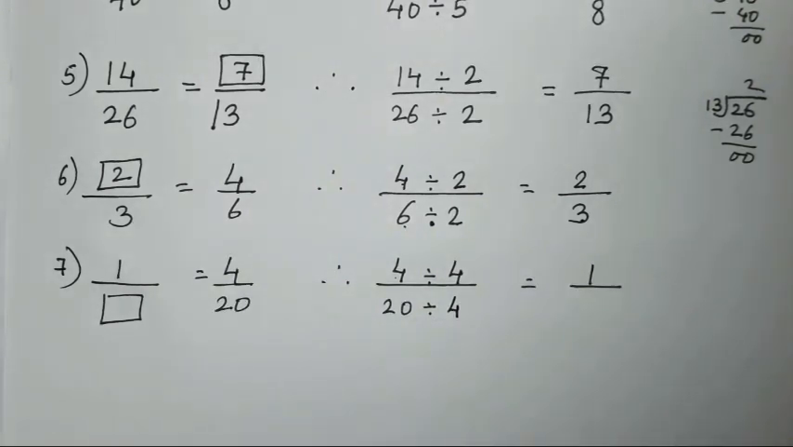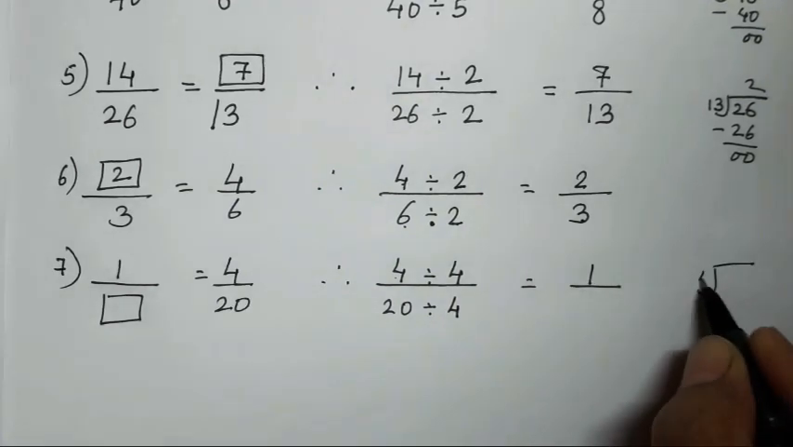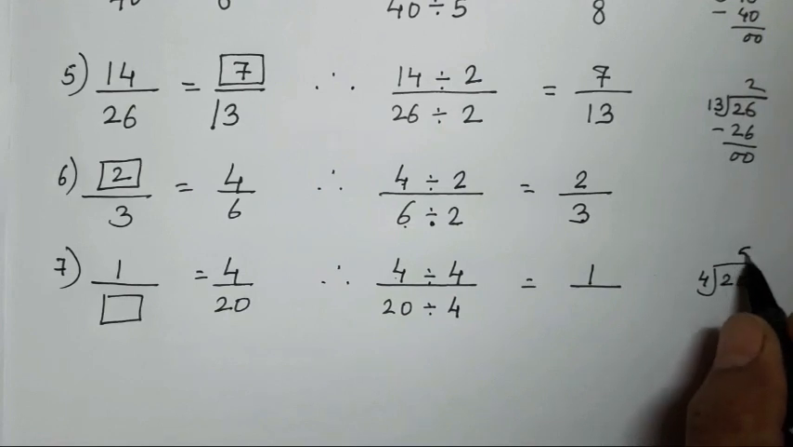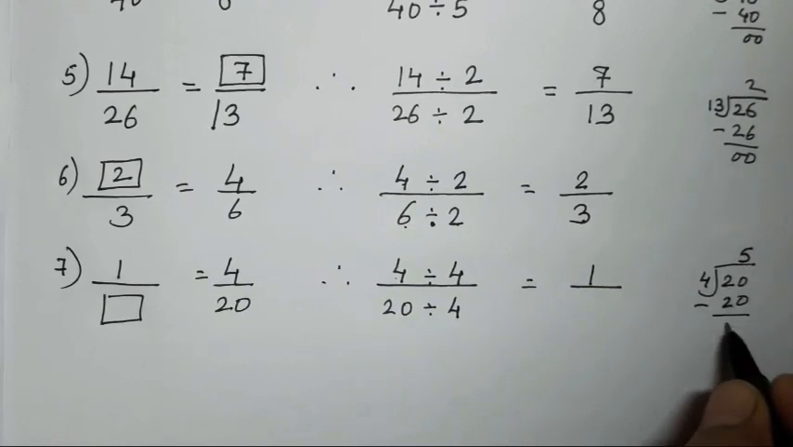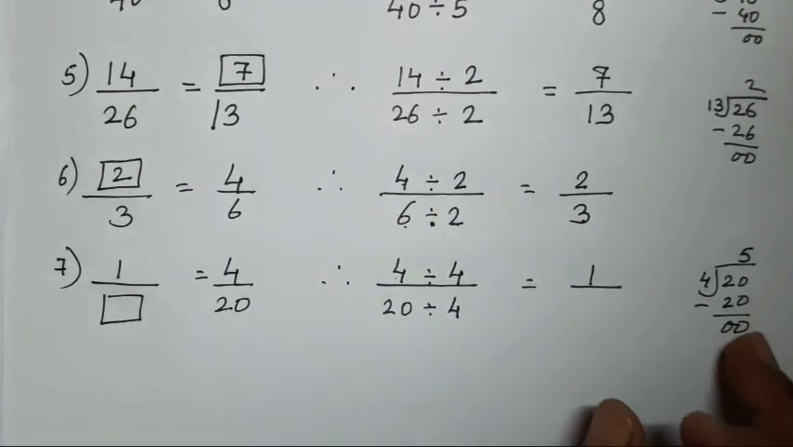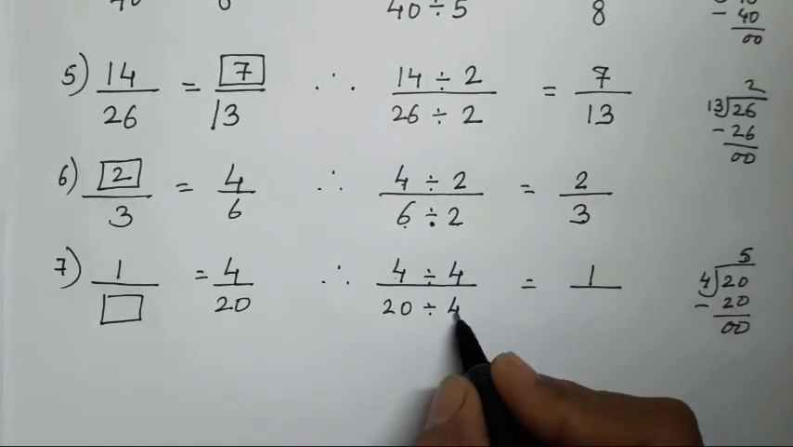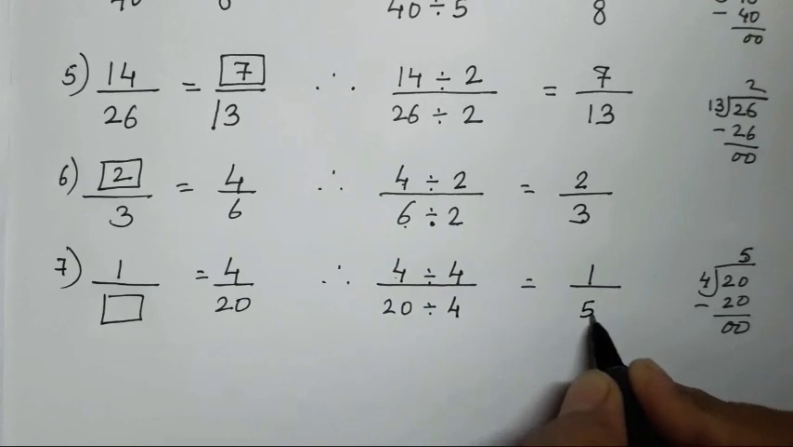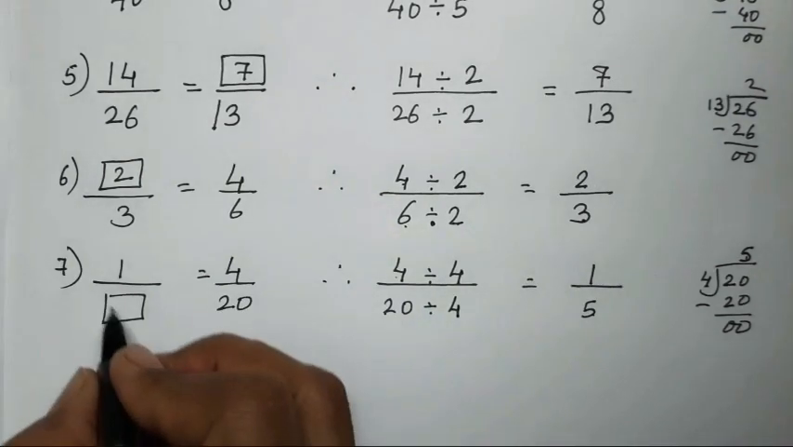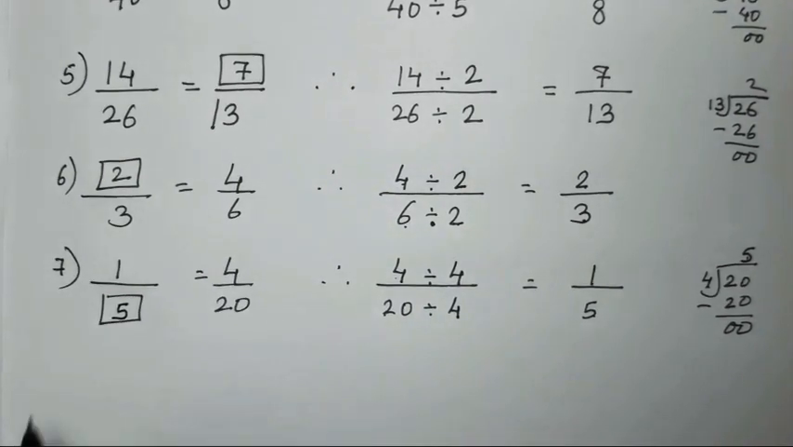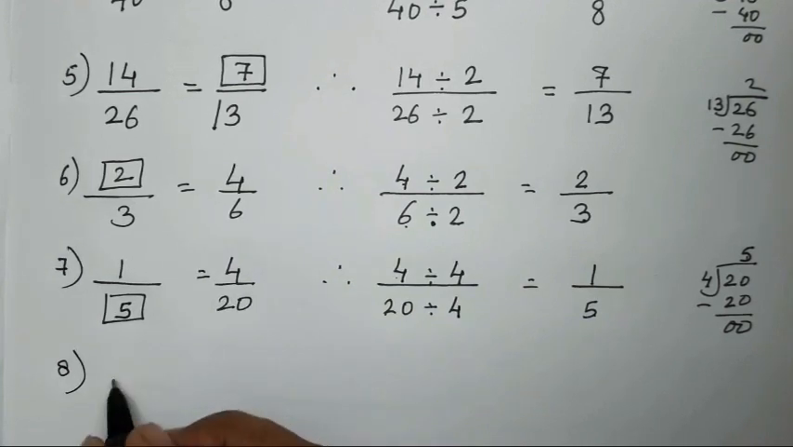Now in 4's table, when will 20 come? 4 5s are 20, or even you can divide. But 4's table everyone knows, so no need to divide. But if you are not able to divide orally, you can divide it in this way. So 4 5s are 20. The answer is going to be 5 over here. Now let's solve the 8th sum.